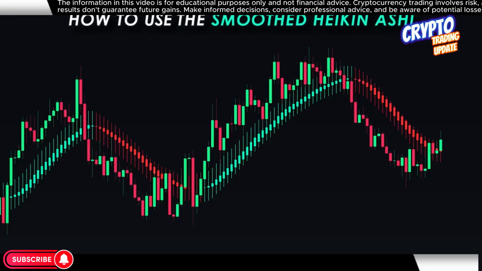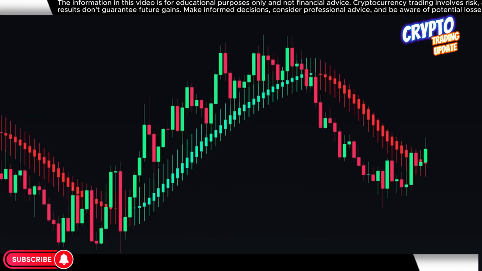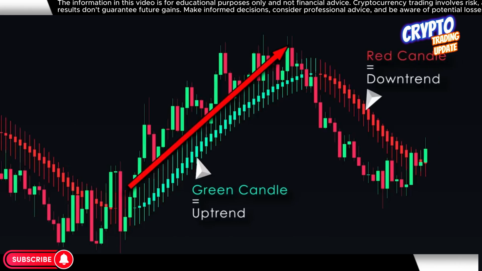How to use the Smooth Heikin Ashi. So, the way traders could analyze the market using the indicator is by looking at the Heikin Ashi candles. A green candle indicates that the price is on an uptrend, while a red candle indicates that the price is on a downtrend. And knowing this, we can also utilize these colored candles to identify signs of reversals.